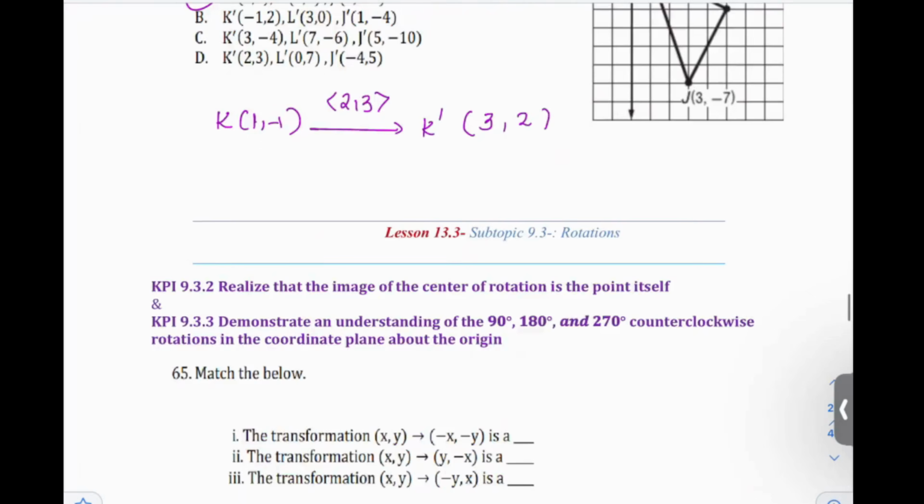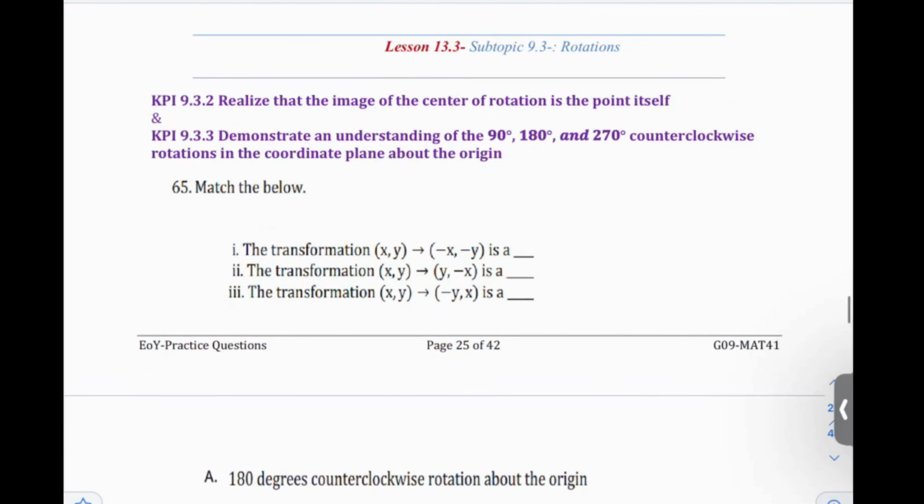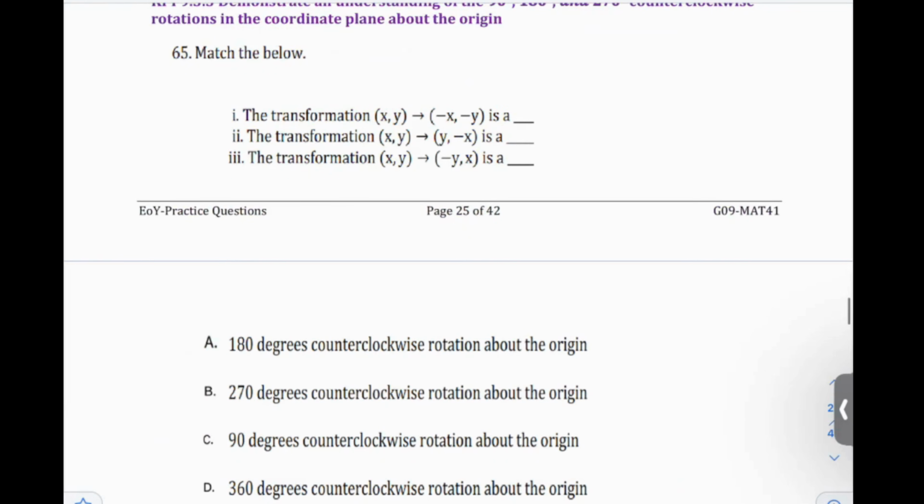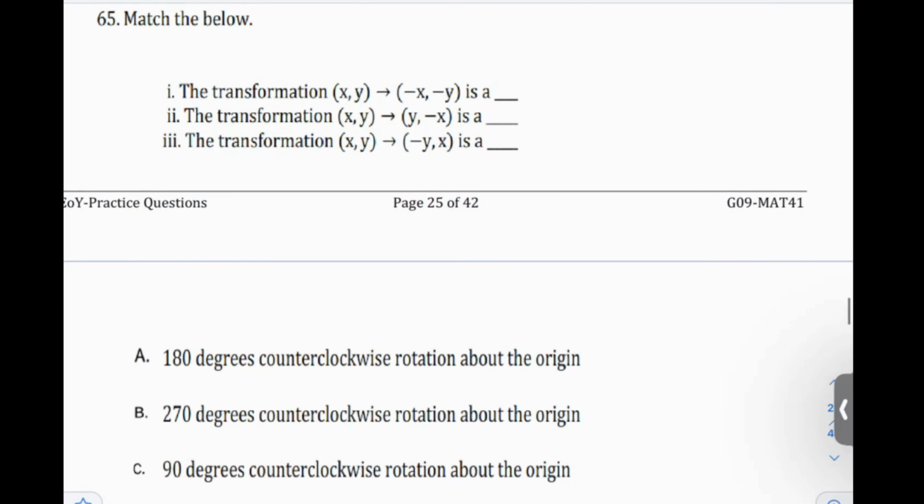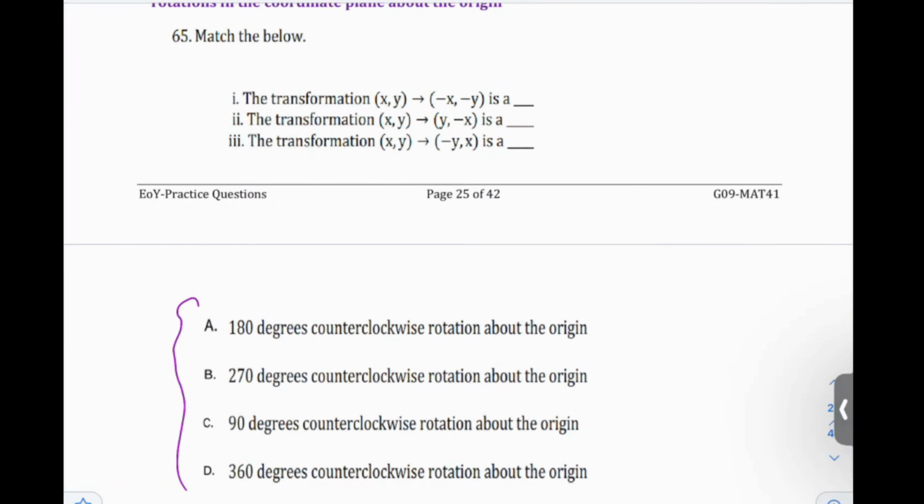Done. Moving to the rotation. Rotation means turning the object. Match the below. The transformations, you can pick them from the formula sheet. You are not actually going to memorize everything. So here we have some choices, as you see here.